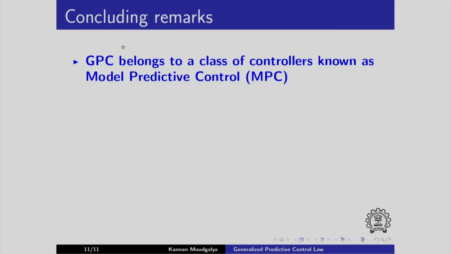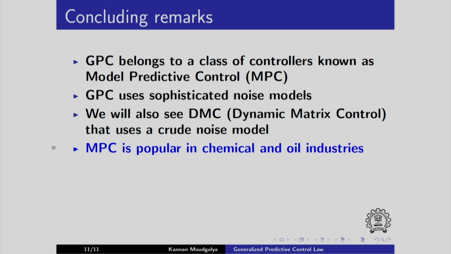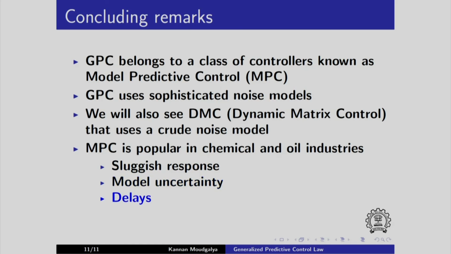To conclude, GPC belongs to a class of controllers known as Model Predictive Control, or MPC. GPC uses sophisticated noise models. We will also see DMC, that is dynamic matrix control, that uses an approximate noise model. MPC is popular in chemical and oil industries that have sluggish response, model uncertainty, delays, and slow drift in model parameters.